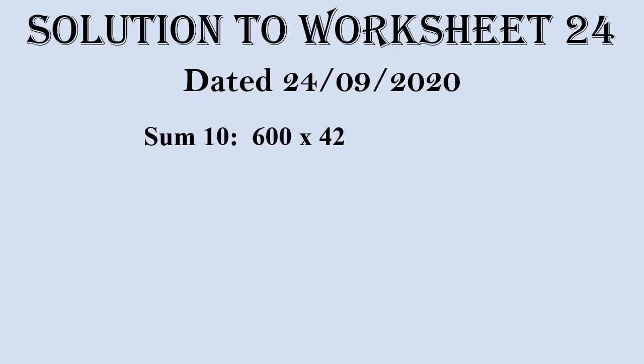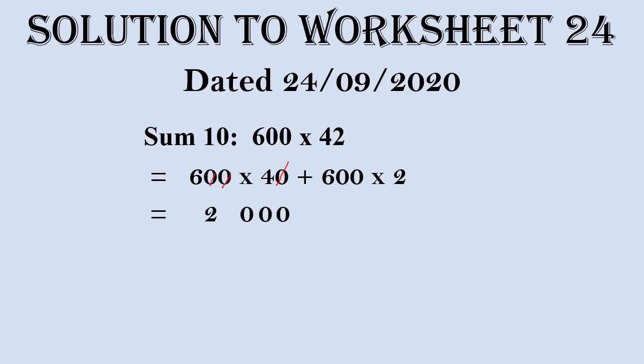The last sum is 600 into 42. That's 600 into 40 plus 600 into 2. Count the number of zeros in the first part. There are 3 zeros. Let's put the 3 zeros down. 1, 2, 3. And 6 fours are 24. Plus, I'll write the number of zeros that are there in this part over here. There are 2 zeros. And I'm left to multiply 6 multiplied by 2.